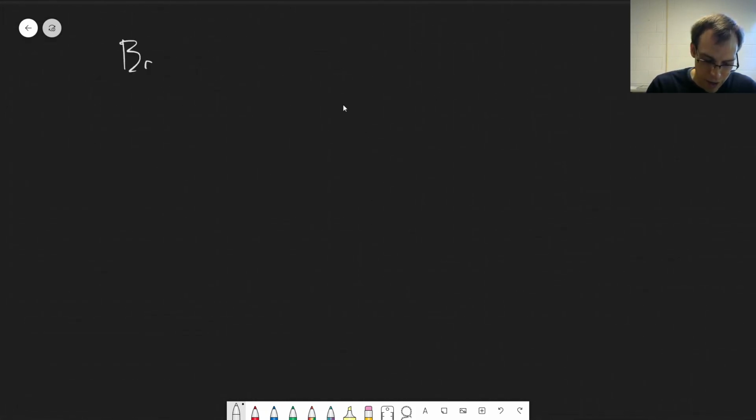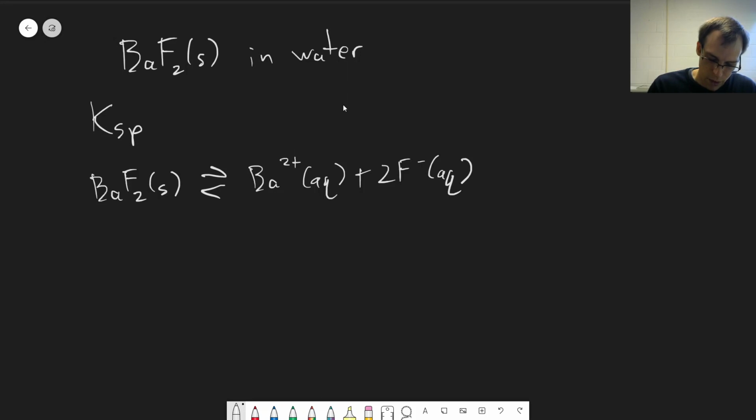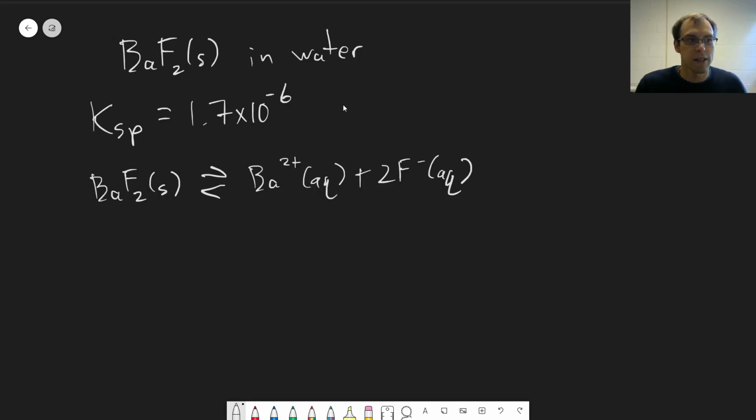There's an example from your textbook that we'll work through here to show how you might think about this. Say we have barium fluoride solid in water, and we're looking at its solubility. Now Ksp, which is the solubility product, as a reminder, is for this reaction: barium fluoride solid in equilibrium with its aqueous ions. Ksp for barium fluoride is very small, 1.7 times 10 to the minus 6, which means this is mostly an insoluble compound, and very little of it dissolves into barium and fluoride if you put some of the solid into water.